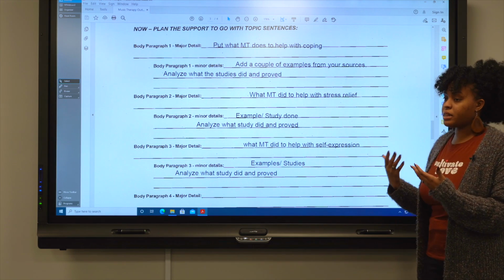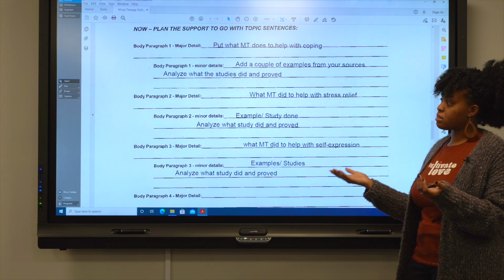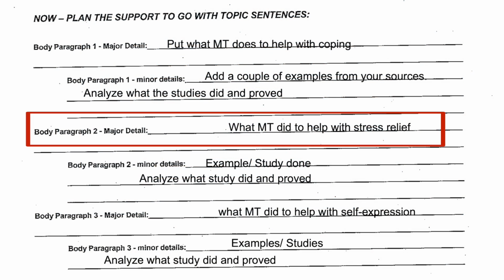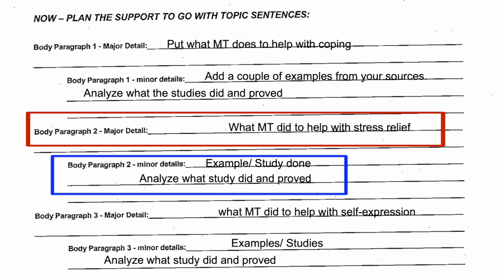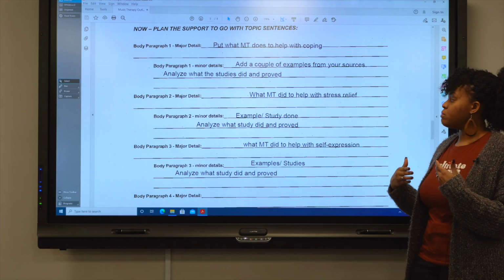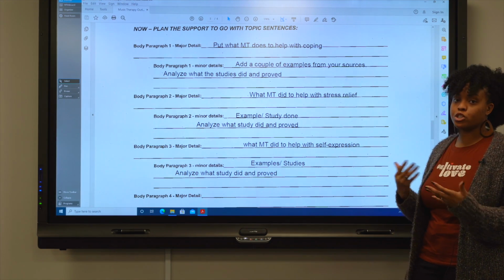Once I've done that, I'll scroll back down to the bottom and I'll do the same thing that I did with the first paragraph in the second paragraph. With the major detail, I'll tell what music therapy does to help with stress relief. And for minor details, I'll give an example or a study that was done, and I'll analyze what they did to prove that music therapy helped with stress relief.